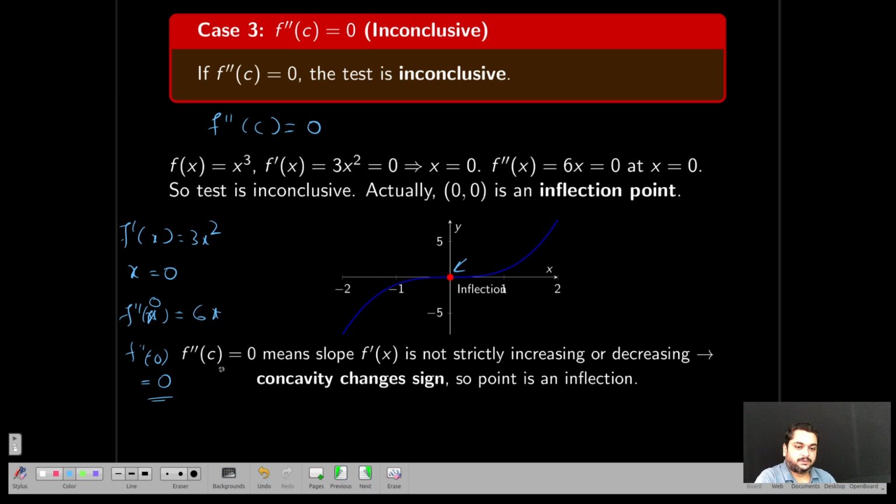So f double dash of c equal to 0 means the slope f dash of x is not strictly increasing or decreasing. Concavity changes sign, so the point is an inflection point. That is the meaning.